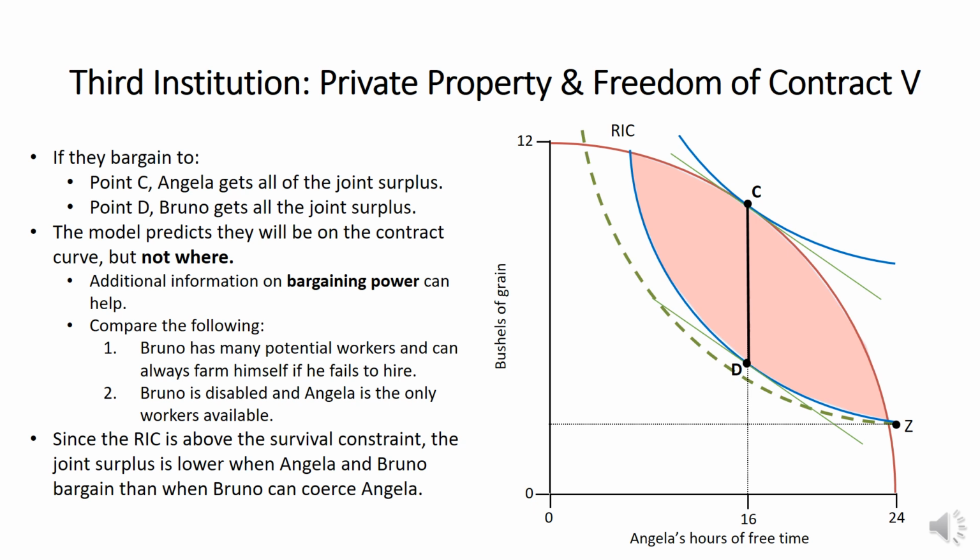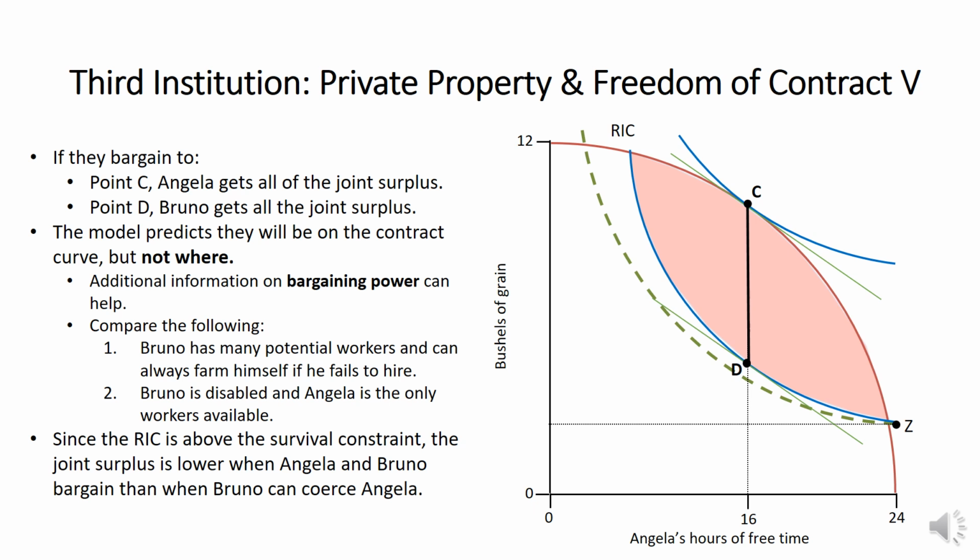So, for example, if Bruno has many potential workers that he could hire besides Angela, if the labor market is very loose, Angela may not be able to get him to agree to a point much higher than D. Conversely, say if Angela's the only worker who's around and Bruno is very dependent on the surplus that he can get from her farming this land, she may be able to bargain with him to a point that's closer to C.